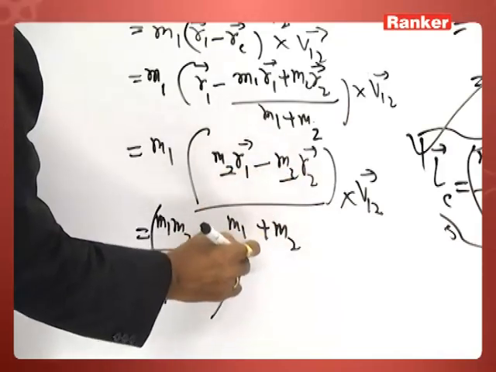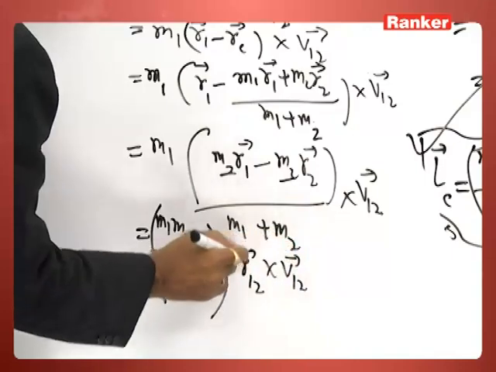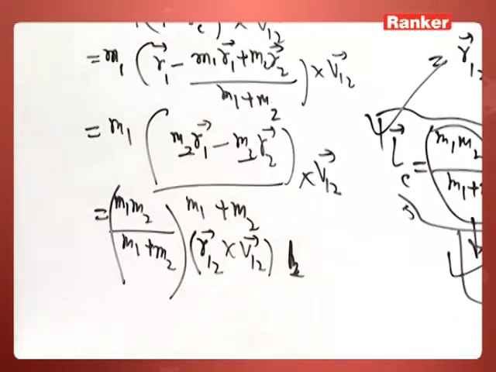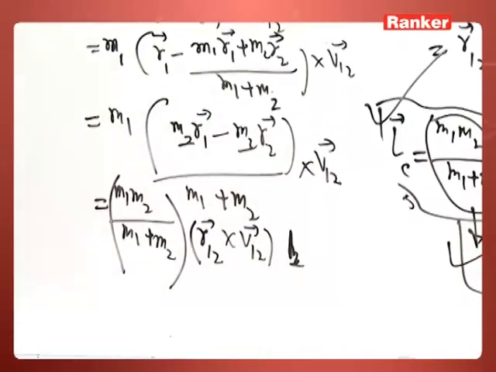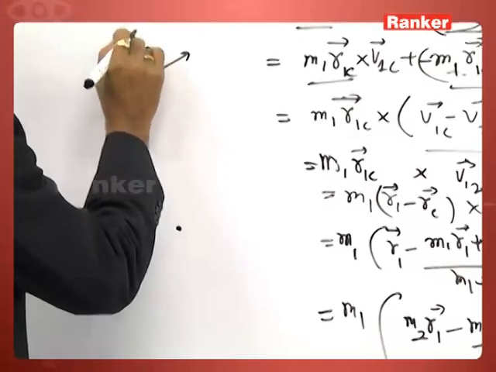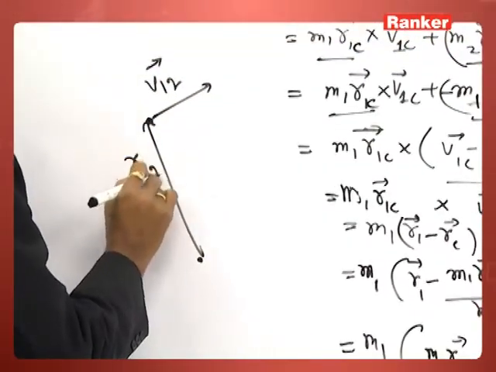R1 minus R2 can be written as R12 cross V12. Exactly the same answer you are getting in the second method. So, V12 is the velocity of 1 with respect to 2 and R12 is the position vector of 1 with respect to 2.